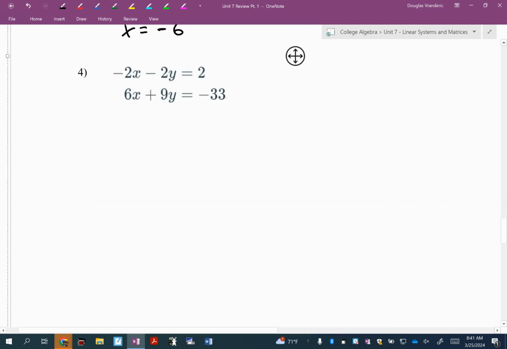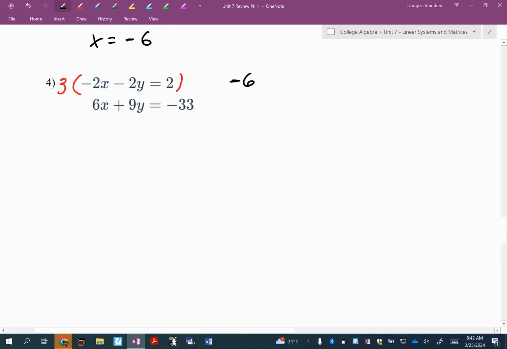Okay, let's do the same thing for number 4. Same idea with number 4. I look at these and I don't see any that are ready to make 0 with addition or subtraction. But with this one, I don't need to multiply both of them. I can just multiply this first one by 3 and leave the other one alone. If I multiply the first one by 3, I get negative 6x minus 6y equals positive 6. And if I just copy the other one over, right, don't touch it, you'll see that now I have opposites in front of my x.